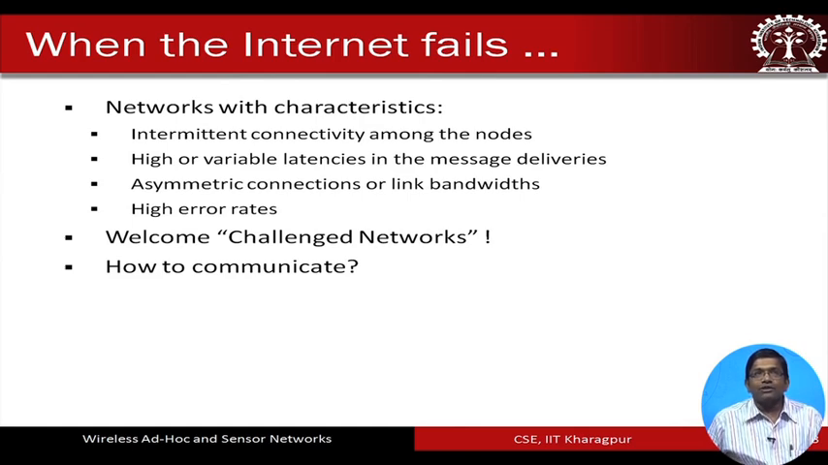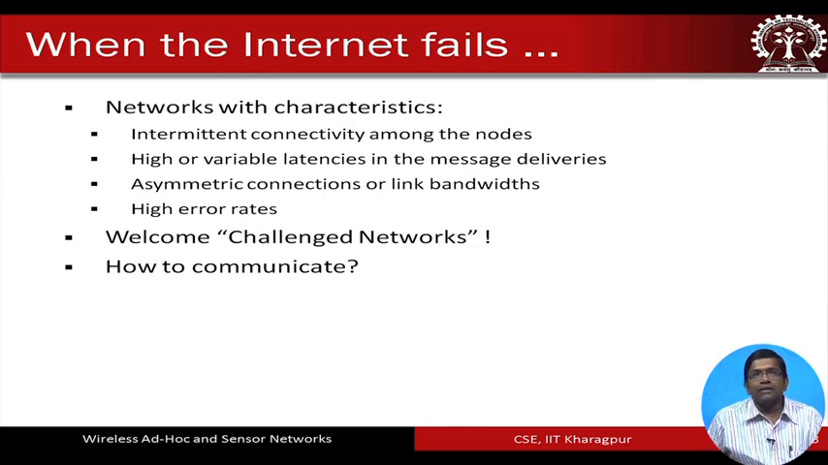Now, look at another issue. There are some networks where there is a high or very variable nature of latencies in the message deliveries. The interplanetary network is an example that I mentioned. Like this, there are other similar kinds of networks where the latency in message delivery, latency in packet transmission, is not only high, but also variable. That means that one cannot always predict how much time it is going to take for a signal to go from the source to the sender and get an acknowledgement back.